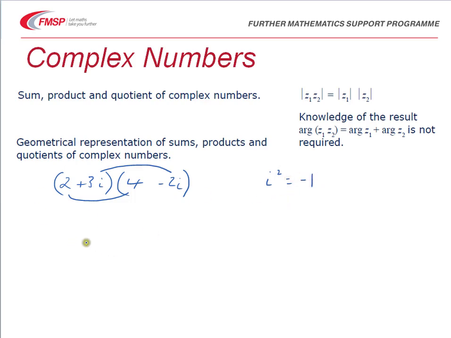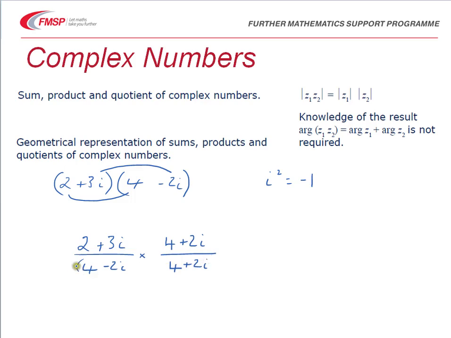Quotient, on the other hand, 2 plus 3i divided by 4 minus 2i. We do it in a similar way to rationalising the denominator with surds, and we multiply the numerator and denominator, the top and bottom, by the conjugate 4 plus 2i, both the top and the bottom.